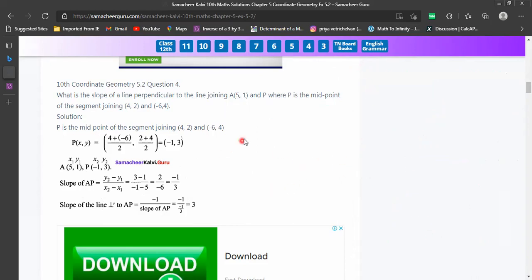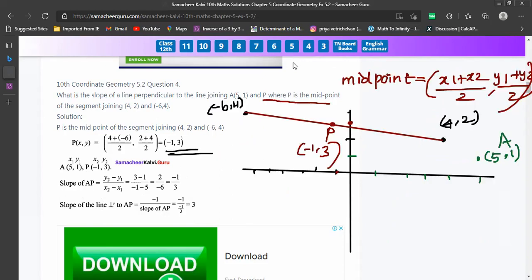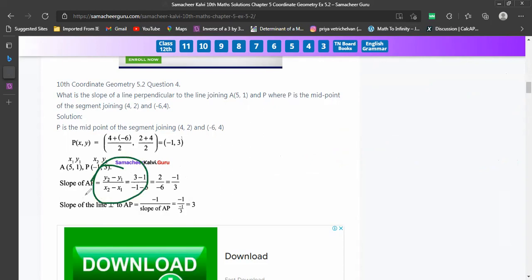So that is a formula to find. First you need to find the slope of AP. For finding the slope of AP, again we do have 2 points here. So you can go for this formula, y2 minus y1 upon x2 minus x1.